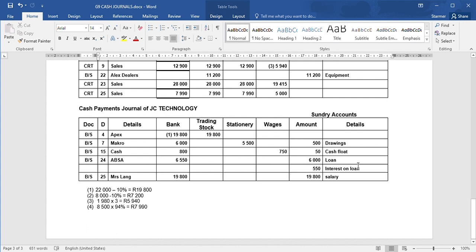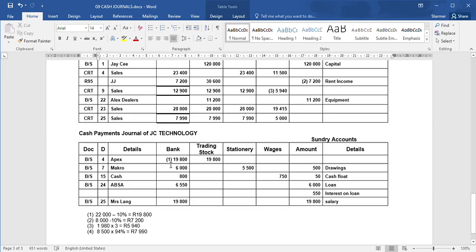6,550 loan and interest on loan, because if you do that, when you come to the ledger, you won't know what amount is for loan and what amount is for interest. So you have to split them up here, but one total comes from your bank because you pay ABSA once.